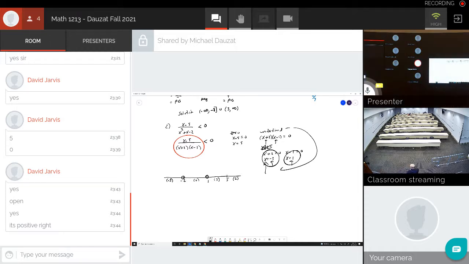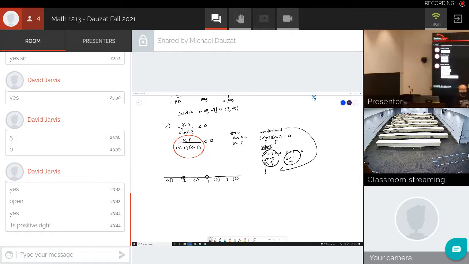All right, now let's look at the next one. The next one was 5. Now 5 is not an undefined point, right? So is 5 going to be a solution? Say in chat, yes or no. Is 5 a solution? Yes or no?